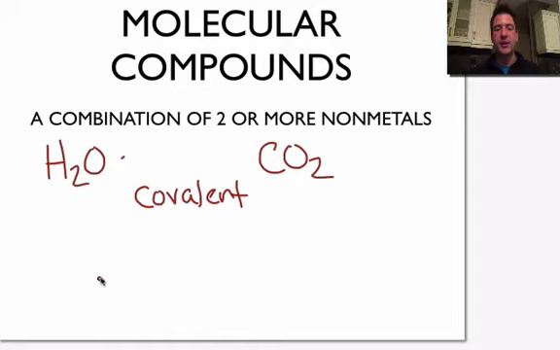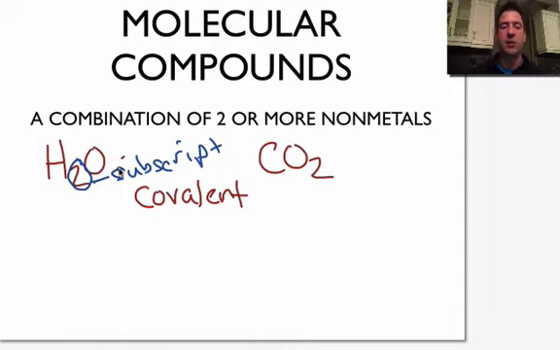So what this is going to look like, we see these subscript numbers. We've talked about them a little bit, not extensively. And what do they mean? Well, that basically means for every one atom of oxygen, there are going to be two atoms of hydrogen that combine to it.